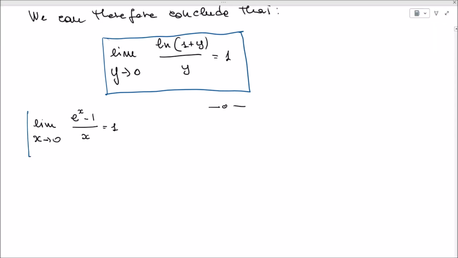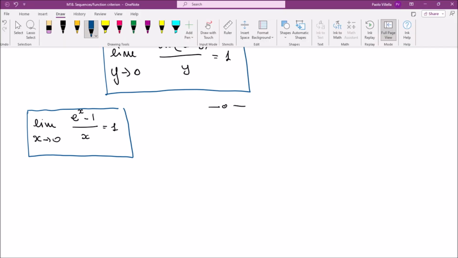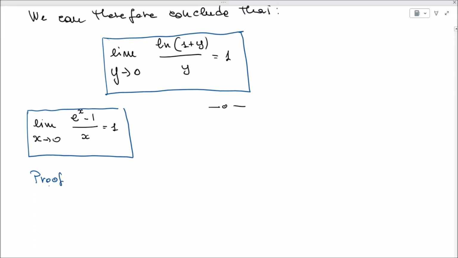Notice that this is another example of indeterminate forms, because if we replace x equals 0, we have 0 over 0. Now, how do we prove this? We can just set e to the x minus 1 equal to y. And well, that implies that if x goes to 0, then we also have that y goes to 0.